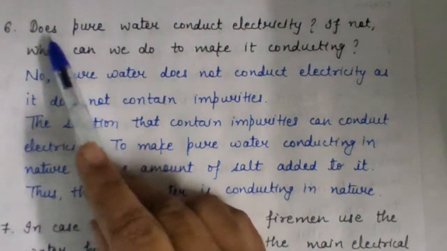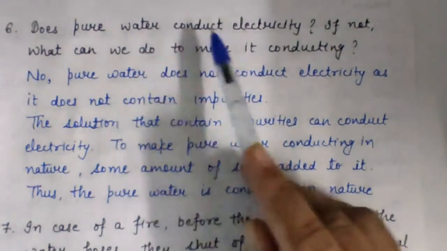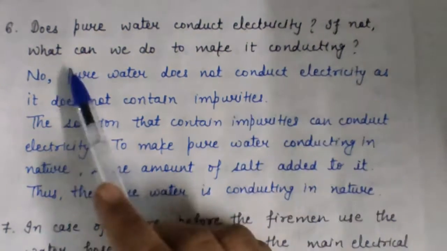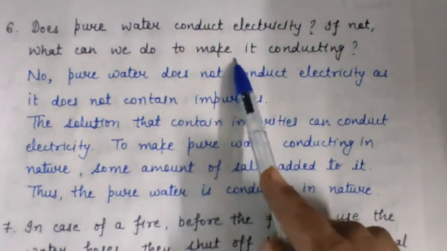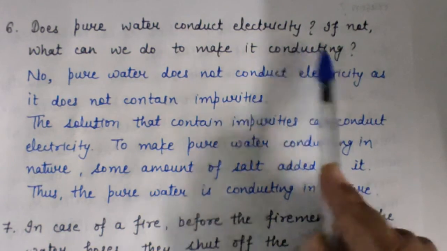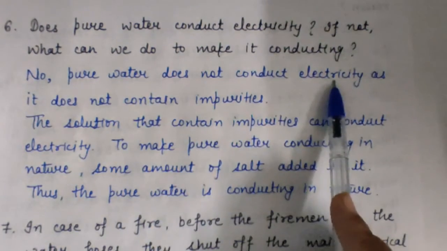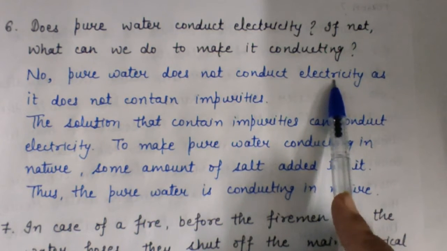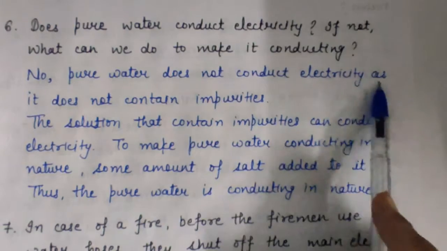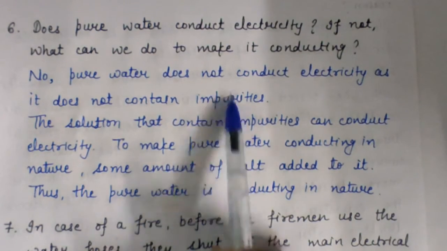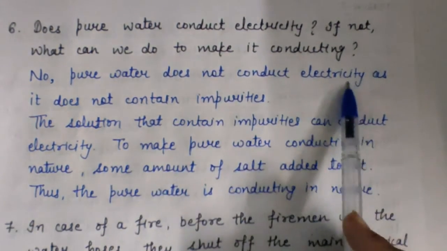Question number 6 is, does pure water conduct electricity? If not, what can we do to make it conducting? First of all, no, pure water does not conduct electricity, because we already know that the water that contains impurities can conduct electricity. As pure water does not contain impurities, pure water does not conduct electricity.